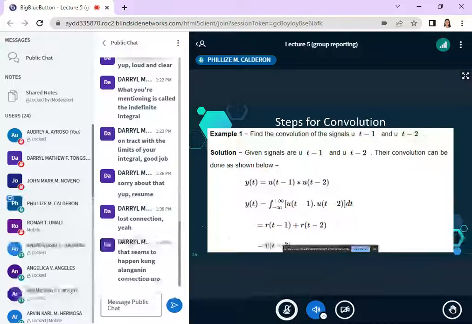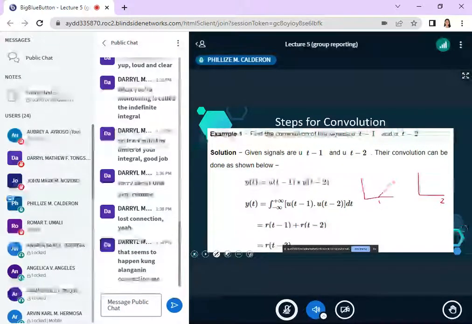Ganito yung itsura niya. So, sample, dito yung 1, dito yung 2. May ganyan na siya since sabi nga natin is ramp na siya. Then, add mo lang yan, makukuha natin yung ramp at time 3.